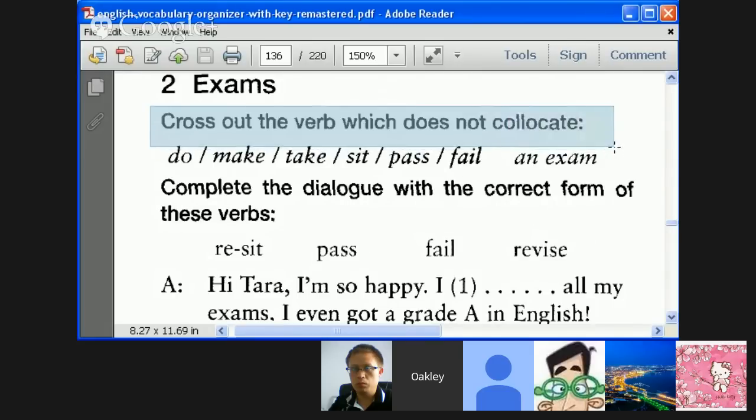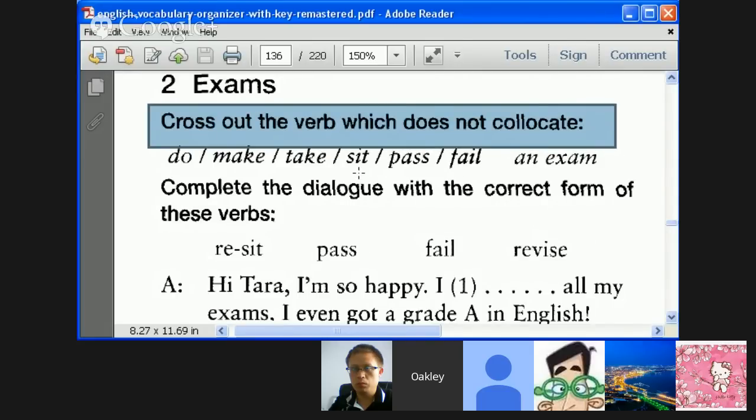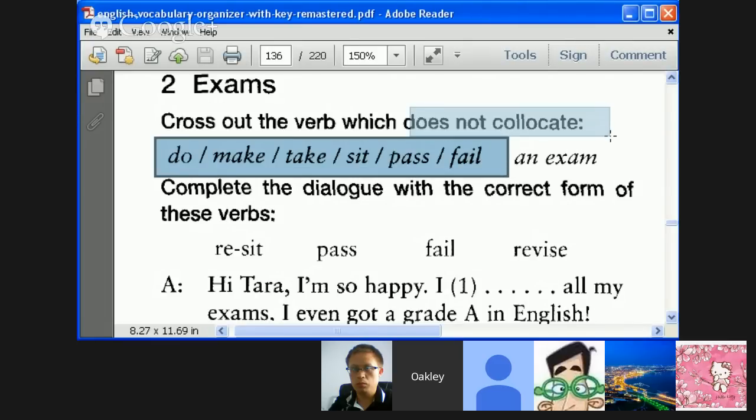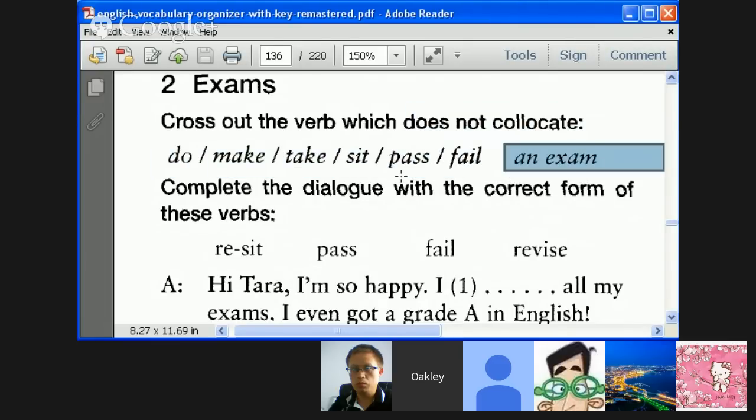Let's look at some verbs here and how they're used in practical sentences. Heidi, which verb does not collocate with an exam? Pass, sit, take, make, do. Sit.